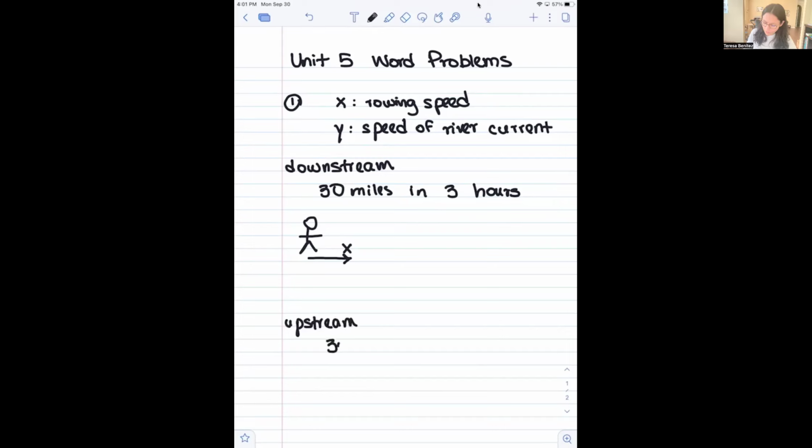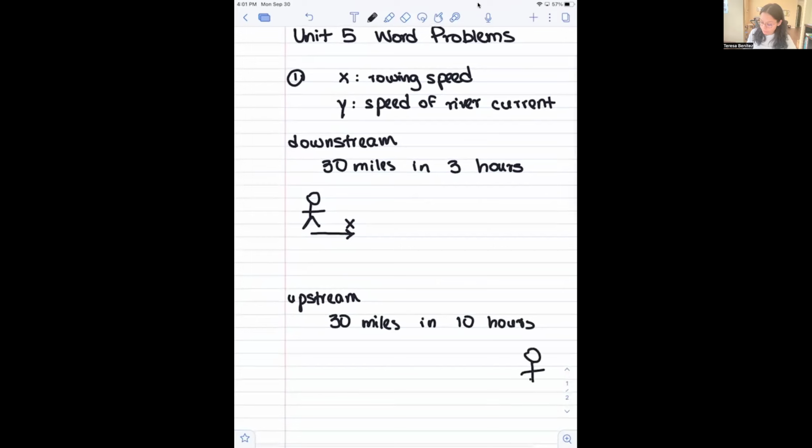For upstream, he traveled 30 miles in 10 hours. So he struggled more in that other direction. Okay. Right? So it looks like the river current is in this direction. Hopefully that makes sense. It means I'm moving towards you and you are pulling me in that direction. It will be faster than if I'm moving towards you and you're pushing me away.